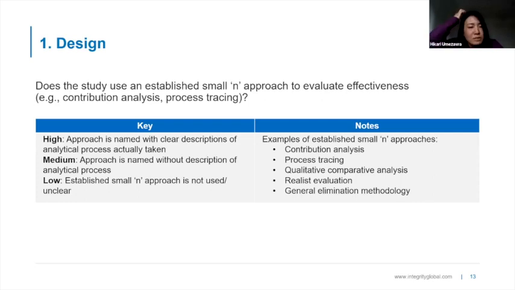Some examples of small n approaches are given in the notes box. It could be contribution analysis, process tracing, qualitative comparative analysis, and so on. In the case of this example study by Sobo, the answer would be low, because as you will see in the paper later, the study doesn't mention any of these approaches in the methodology section. In this case, it was quite straightforward to answer.